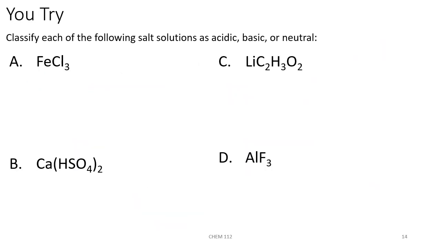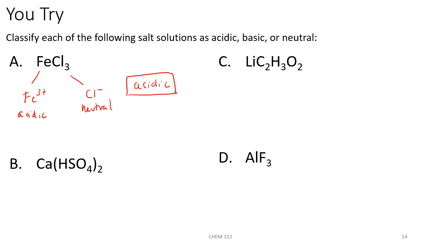Let's try another example. Classify the following solutions as acidic, basic, or neutral. In A, we have iron 3 chloride. So our cation component is Fe3+, and our anion component is the chloride anion, Cl-. Chloride is the conjugate base of a strong acid, hydrochloric acid, so it's going to be neutral. And Fe3+ is a small metal cation that will form essentially a hydrated metal ion that'll have water ligands surrounding it. So this is going to be acidic, and we have one that's acidic and one that's neutral. So overall, iron 3 chloride will be an acidic solution in water.